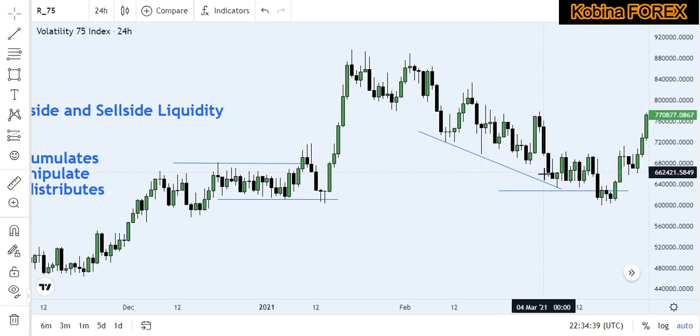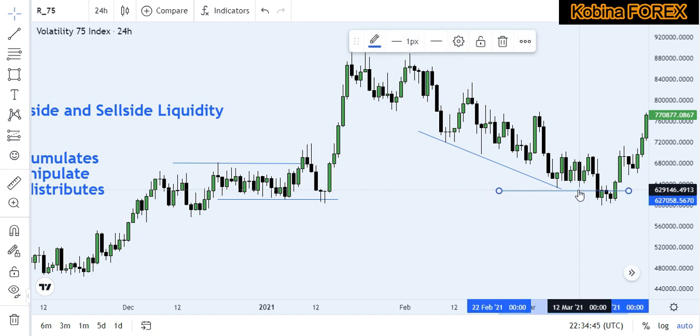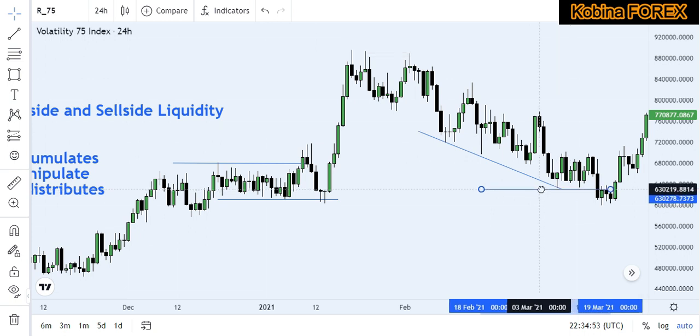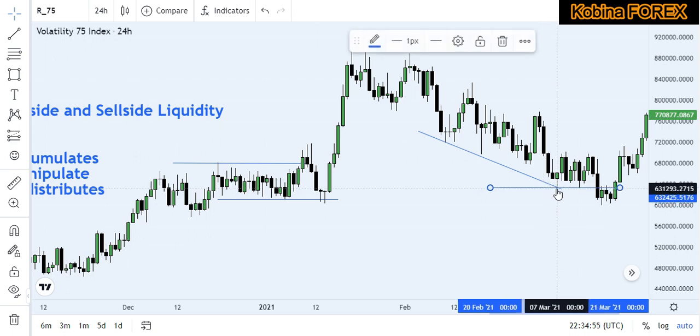Now price trades down into this area, forms a low here, comes to form another low. We call this equal lows. Okay, when we have two different lower price points resting almost on the same level, we call it equal lows.